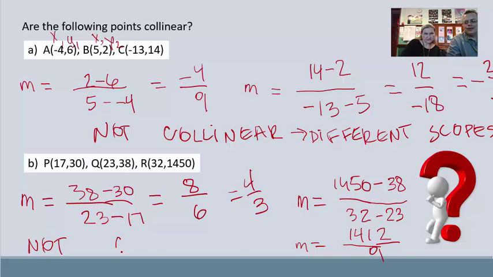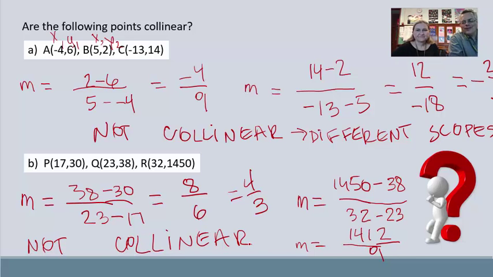So these are again not collinear. I think I made a mistake on this last one. Our math is good, but I don't think I meant it to be 1,450. But that's the way it works. You just check the 2 slopes and reduce them. If they're the same, the points lie on the same line. If they're different, they're not collinear. So we ended up with 2 examples of not collinear, different slopes.